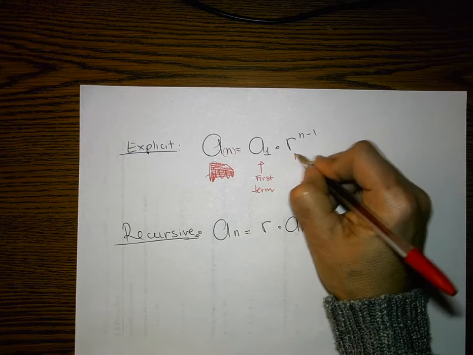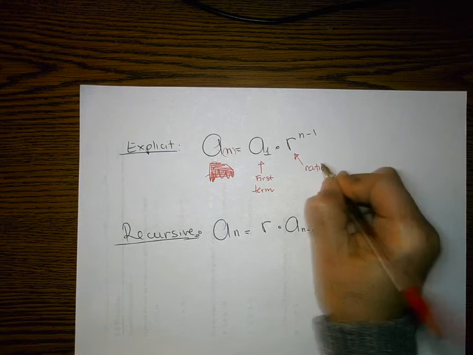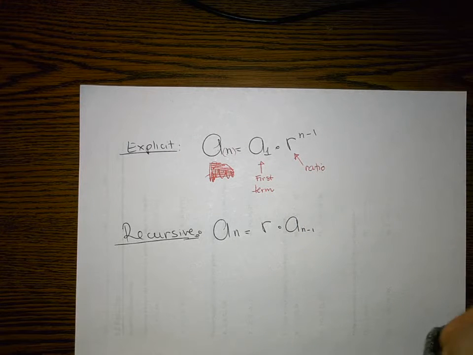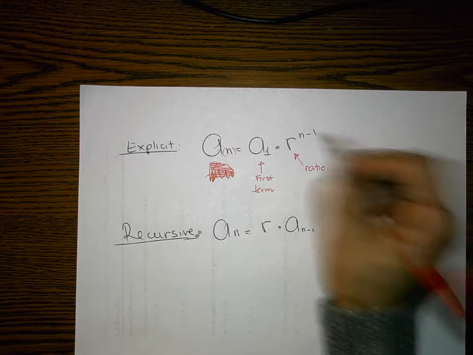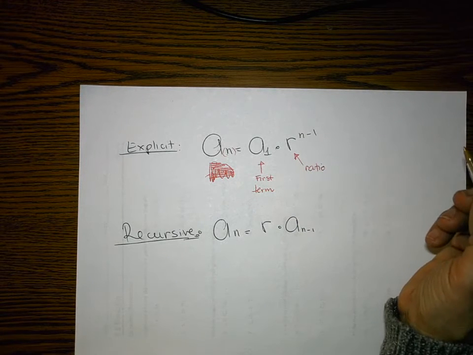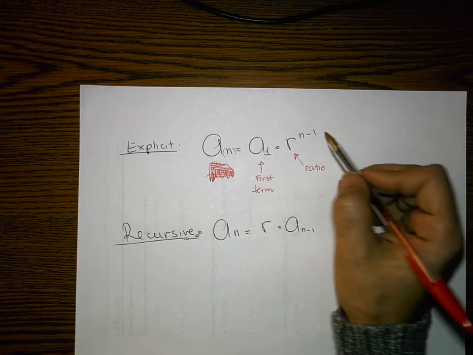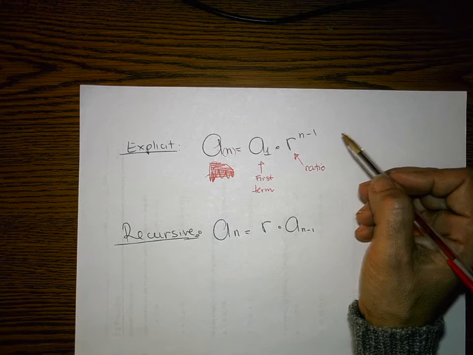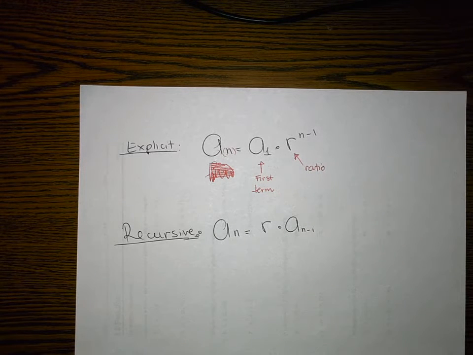This r over here is our ratio, and we know how to find the ratio. We divide one term by the previous. And this over here is just our exponent, and it usually has to do with trying to find the other terms in the sequence. So that is the explicit formula.